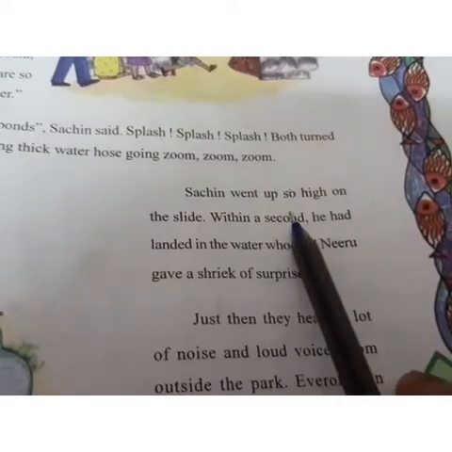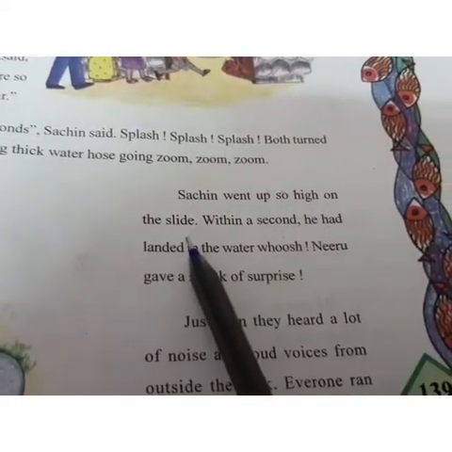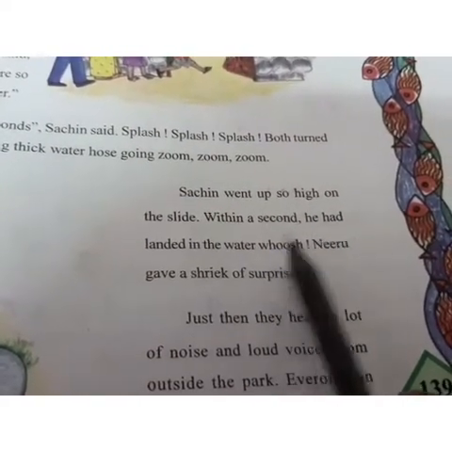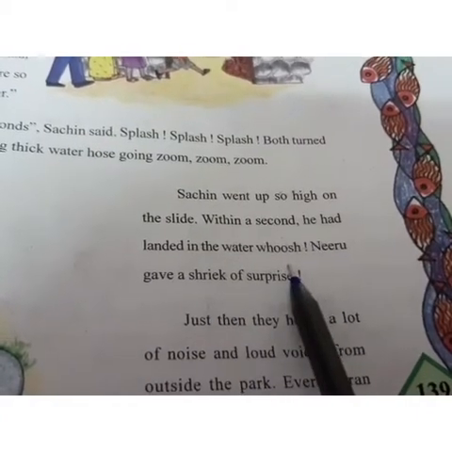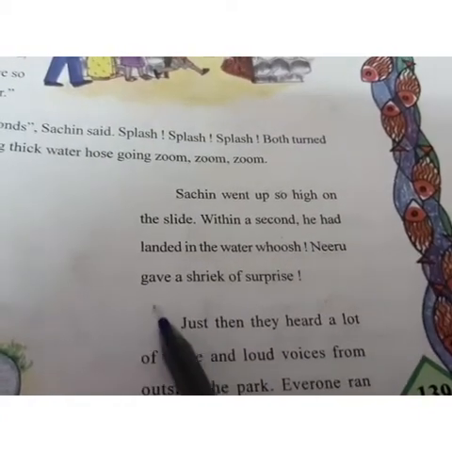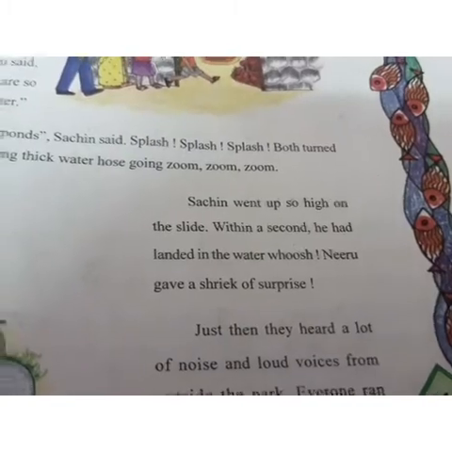Sachin went up too high on one of the slides. Without a second, he had landed in the water. Swoosh! Neeru gave a shriek of surprise.